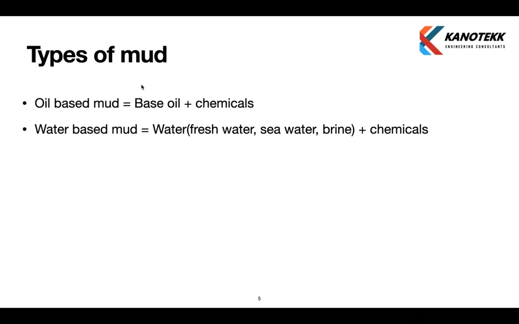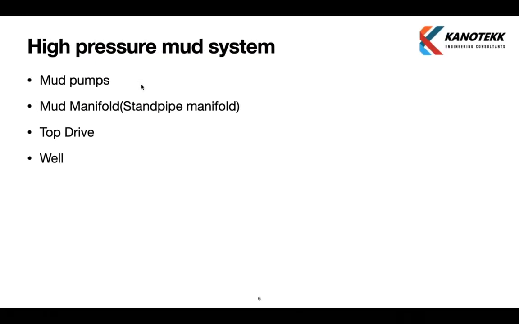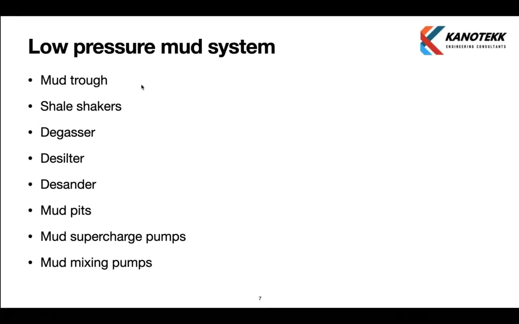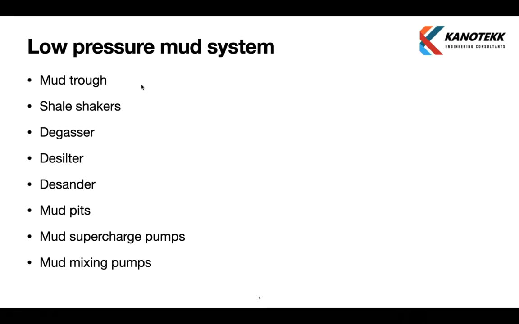These systems combine to prepare whichever mud is required for drilling. We will see this in detail in the future slides. When we talk about systems, we can categorize them into two: the high pressure mud system and the low pressure mud system. In the high pressure mud system, we will see the mud pumps, the mud manifold, also called the mud standpipe manifold, and the end point of the drive to the well. In the low pressure mud system, we will see the mud pits, mud supercharge pumps, mixing pumps, shale shakers, mud trough, degasser, desilter, and desander. All this will be explained in detail in the coming slides.